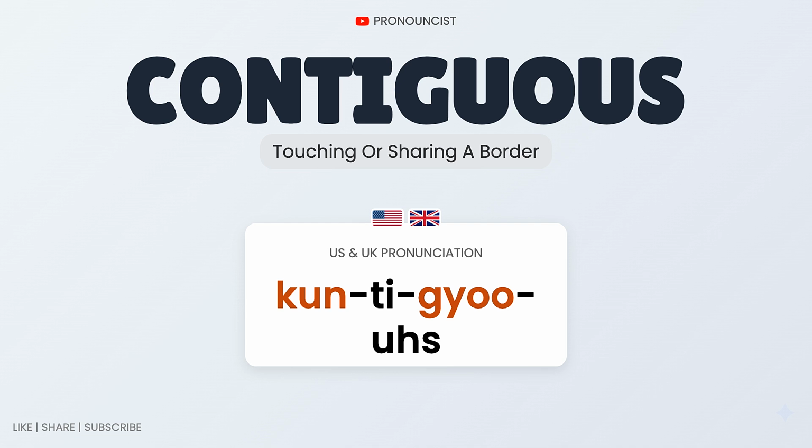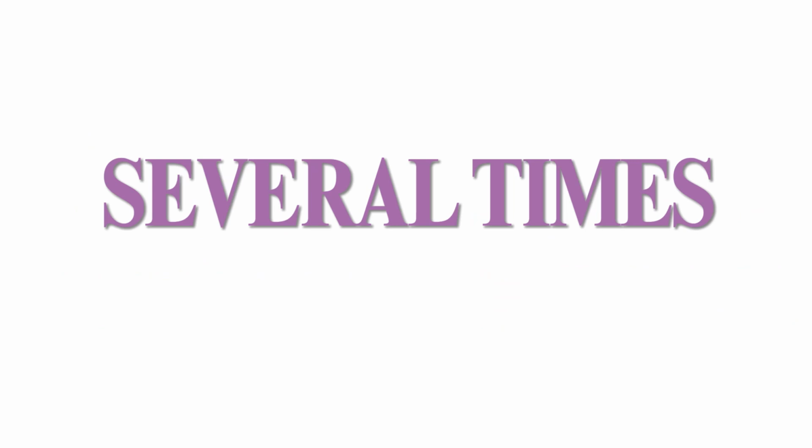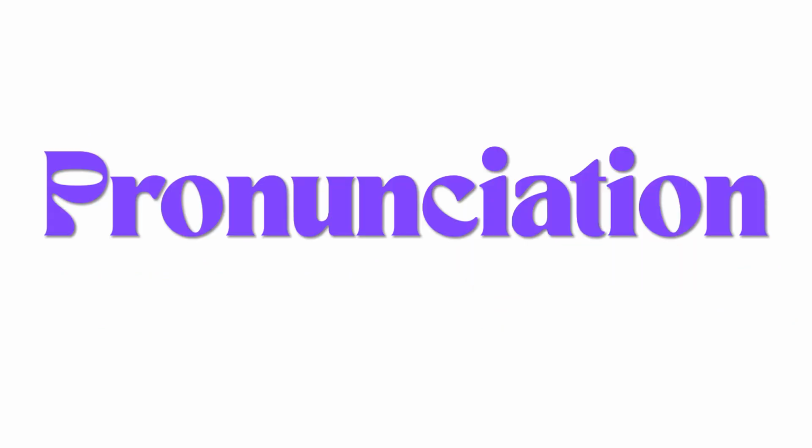Contiguous. Practice repeatedly and you'll soon be able to say this word perfectly. The best way to practice is to repeat the syllable multiple times. The meaning of the word is touching or sharing a border. Try repeating this word several times to improve your pronunciation.